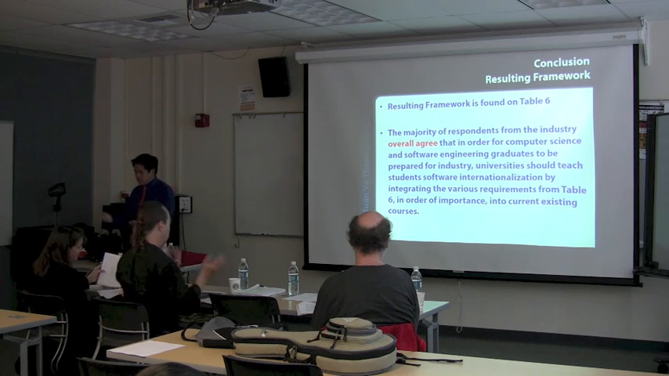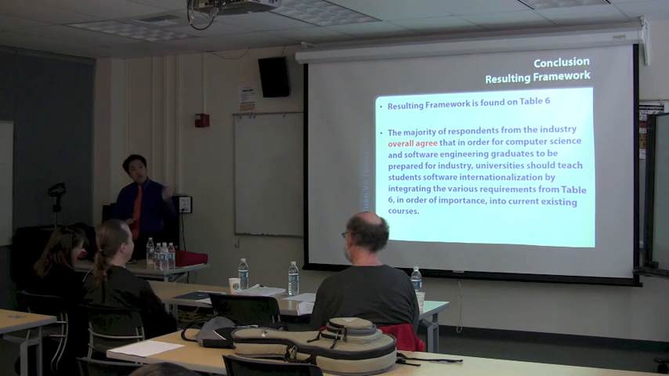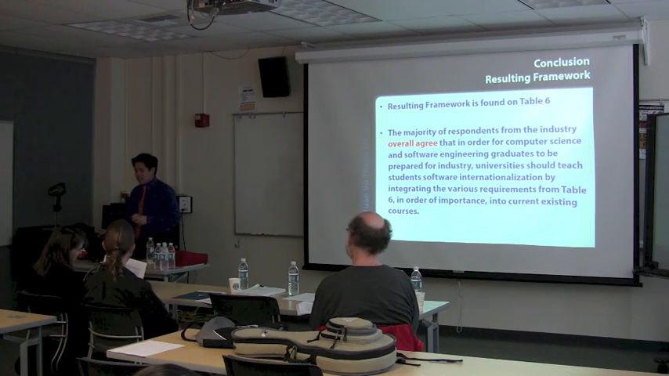Table 6, by the way, is prioritized based on the averages that we got earlier, and requirements were either included or excluded based on the hypothesis test of significant majority.